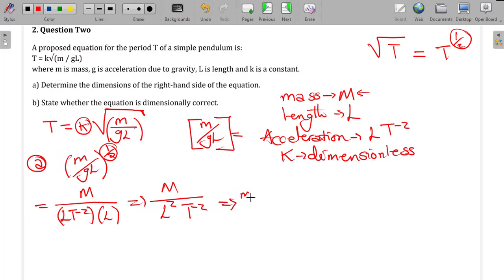So we'll say our dimensions of M over GL will be equal to, I can put this into my brackets. I have M over L squared and T to the power minus 2, squared to the power half like this. Okay, what is this half going to do to our equation?